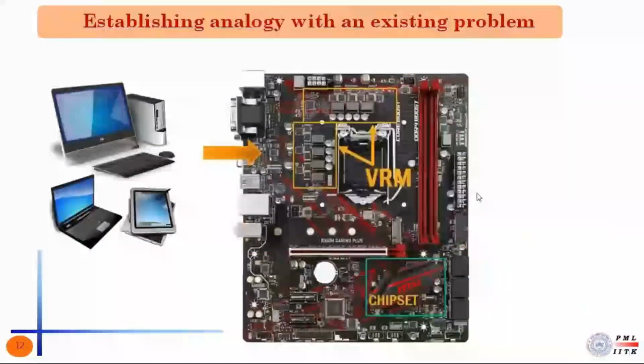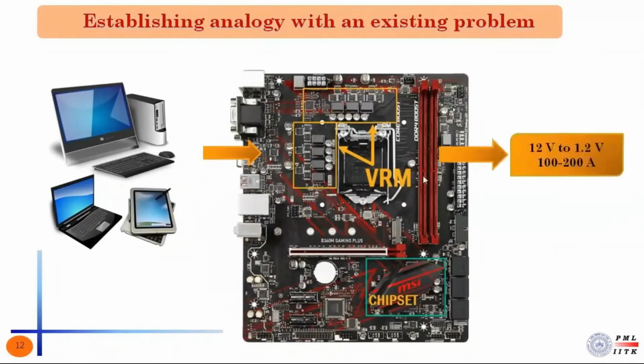The answer is yes. We have these voltage regulator modules which are used to power the processors in computers or tablets. These VRMs are generally used to convert 12 volt DC to 1.2 volt DC or any other voltage level that is required by the processors. Here the current ratings are generally high, in the range of 100 to 200 amperes. So here, as the power rating goes up, the efficiency reduces drastically due to this high current.